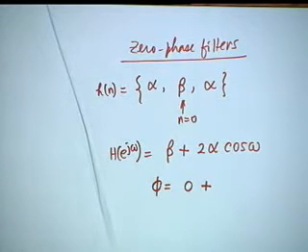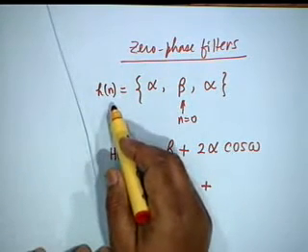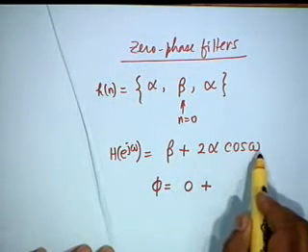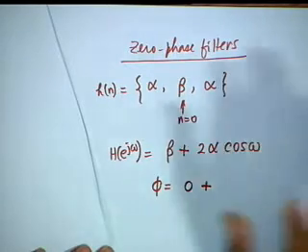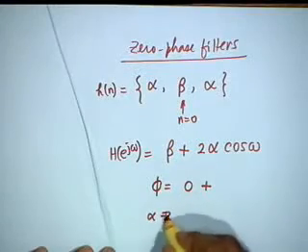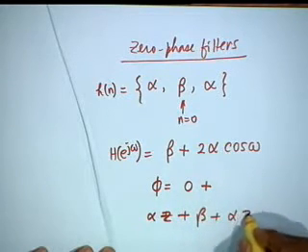Obviously, zero phase filters are non-causal, that is h of n is not 0 for n less than 0. In order to make a real frequency response, you require h of n to the right and also h of n to the left, all right. So, zero phase filters are not real time filters. However, a zero phase filter can be made causal by multiplying by z to the power minus n. For example, here the transfer function will be alpha z plus beta plus alpha z inverse.